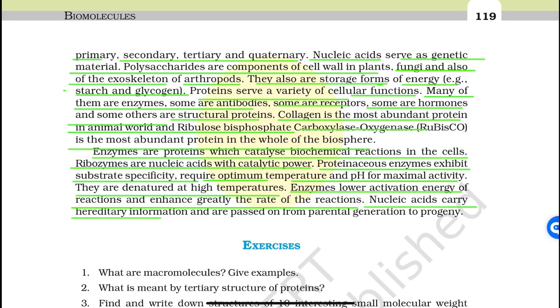Nucleic acids carry hereditary information and are passed on from the parental generation to the progeny.